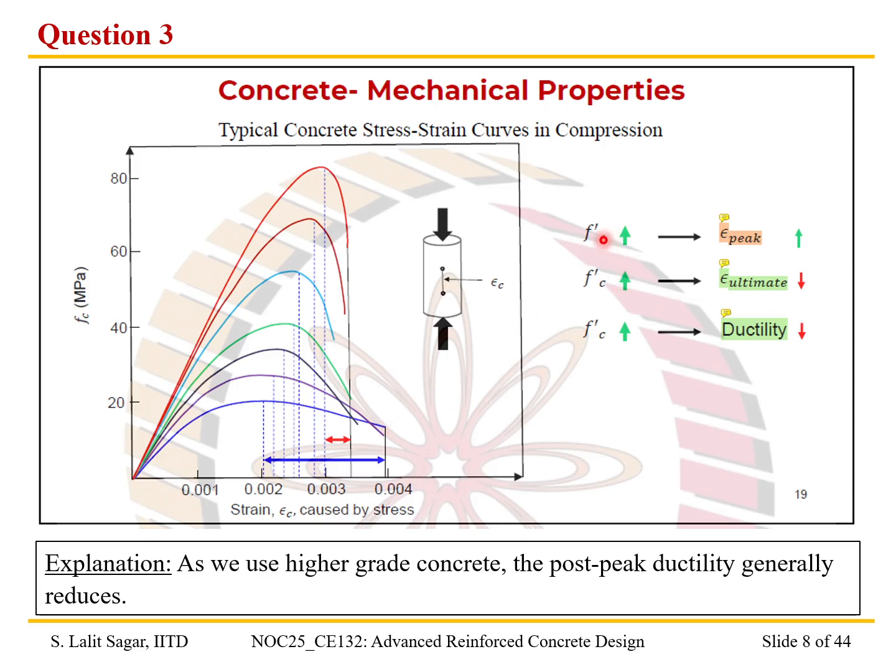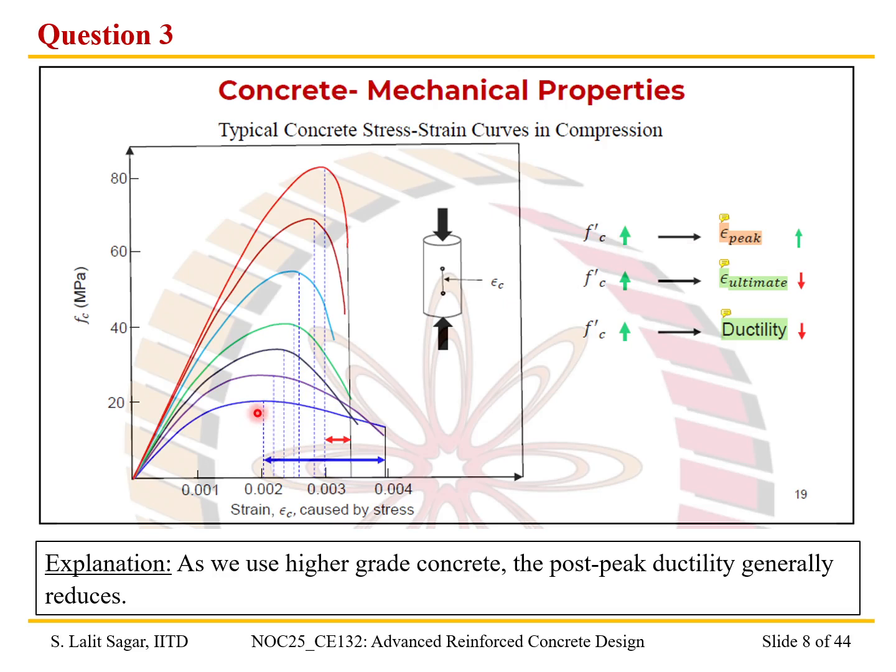So F prime C corresponds to the compressive strength of the concrete cylinders, right? So F prime C corresponds to the peak strength. So as we can see, as we increase the grade of concrete, the strength is increasing, f prime c is increasing, right?